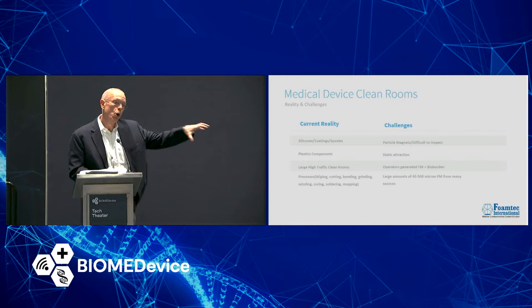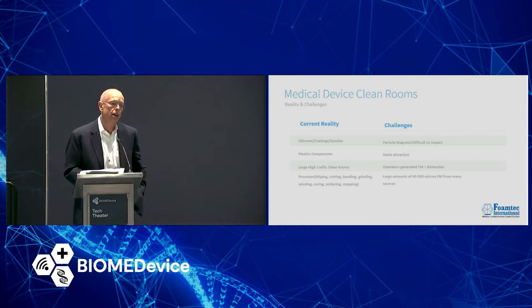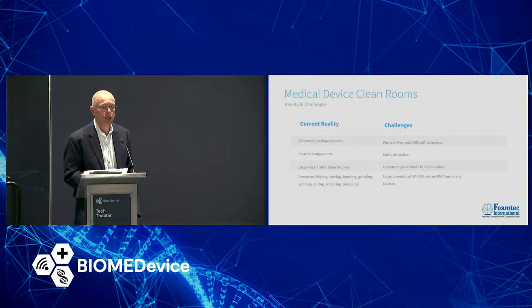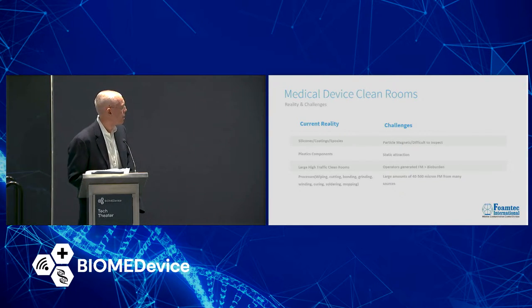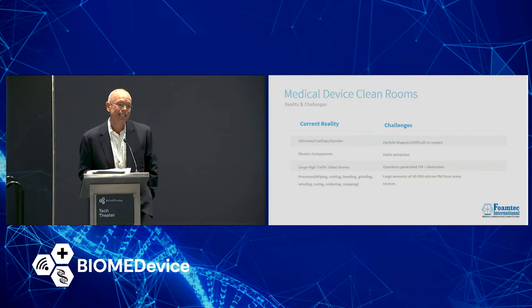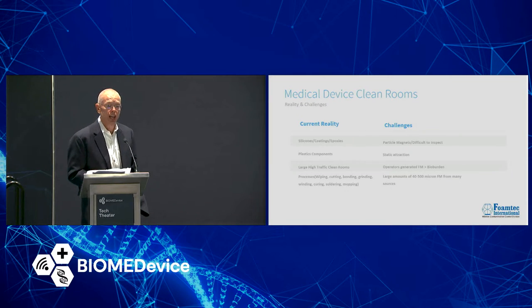Many clean rooms are multi-product, where you've got multiple products being made in the same clean room, so there's all kinds of cross-contamination opportunities. These are high traffic environments, a lot of staff. So there's a lot of variables and a lot of potential sources for contamination, and we need to drill down to the two or three major sources so we can take action. And then there are a lot of different processes in clean rooms that generate particles: wiping, cutting, bonding, grinding, curing, all kinds of processes that can contaminate devices.